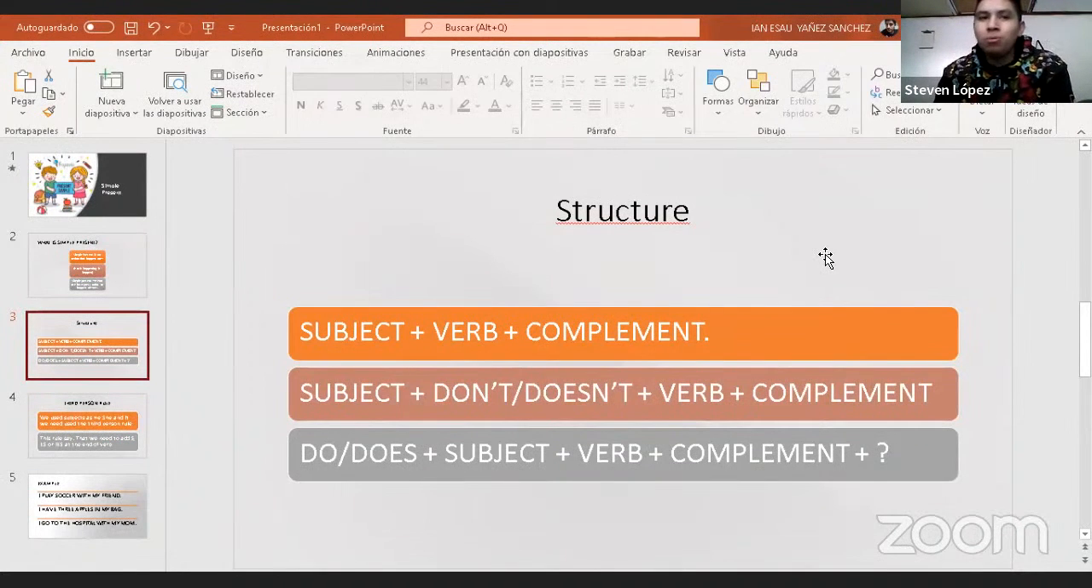In negative form, we have subject plus auxiliaries in negative form, don't or doesn't, plus verb plus complement. And in question form, we have the auxiliaries, do or does, plus subject, plus verb, plus complement, plus question mark.